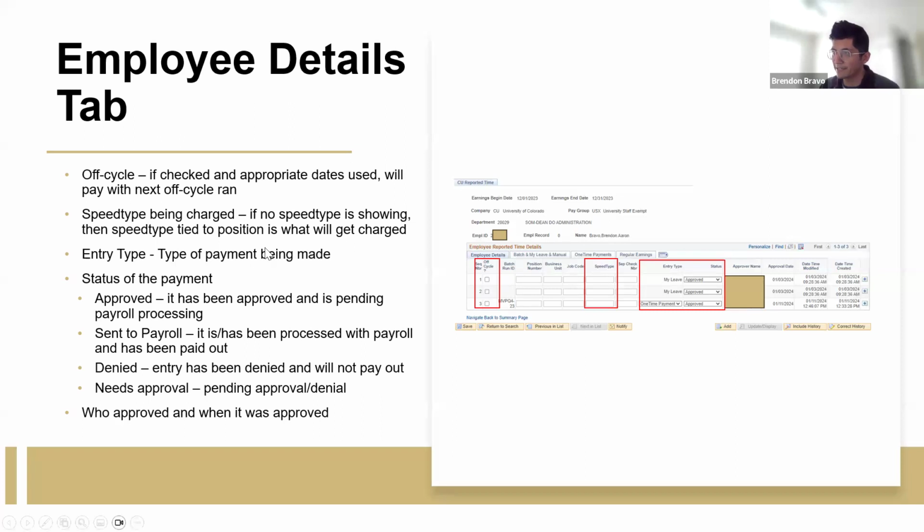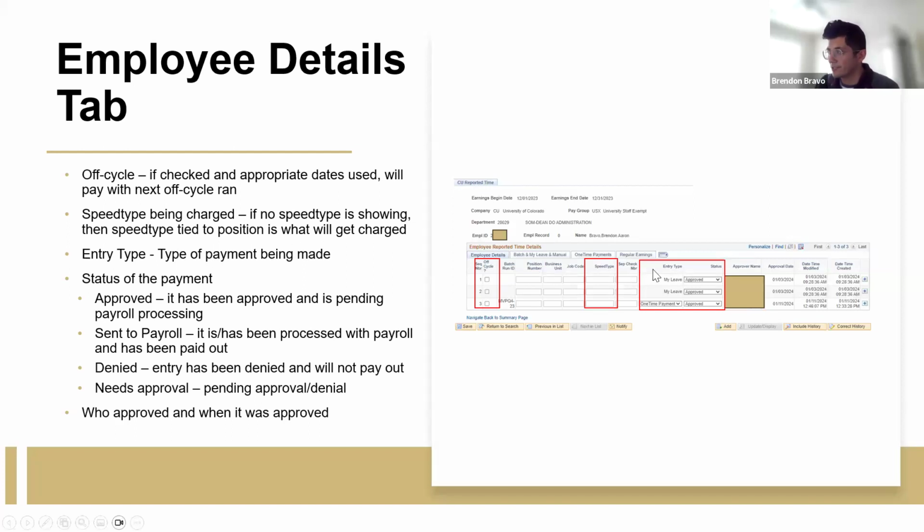Next is the speed type being charged. So if no speed type is showing, the speed type that's going to get charged is usually what's tied to your position. Usually we see speed types entered in for UOC payments because for the UOC that's going to get charged, there's a certain speed type that needs to get charged. If it's left blank, it's going to charge whatever is on the current faculty member's position funding.